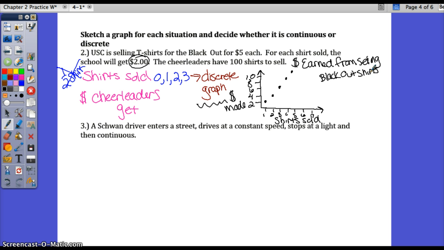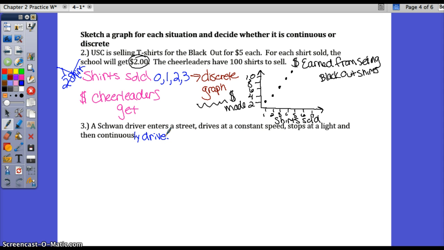Let's look at number 3. It says a Schwan driver. You know, it's a little truck and has pizza in it and all that good stuff. I used to love Schwan pizza. They enter a street, drive at a constant speed, stop at a red light, and then continuously drive.